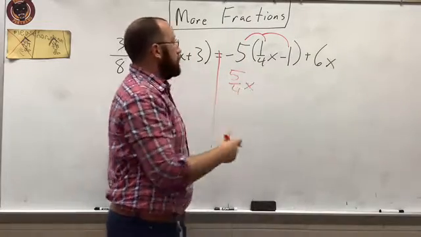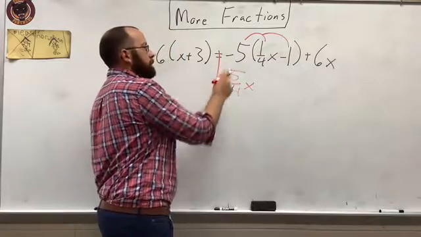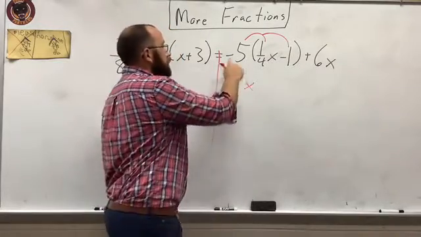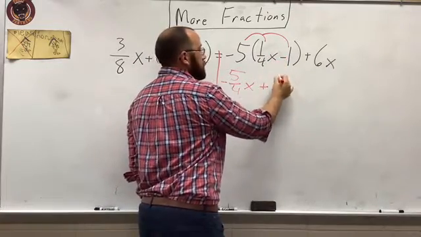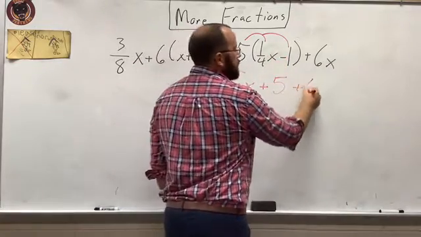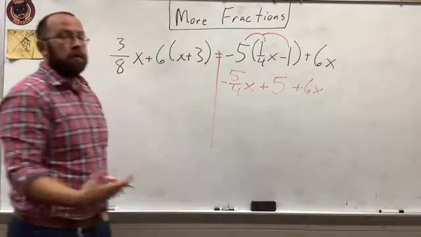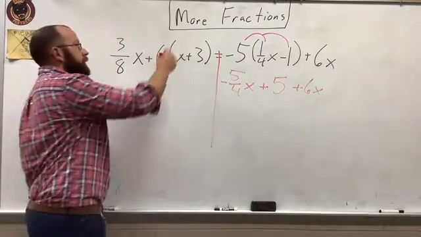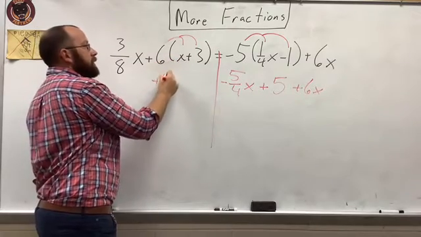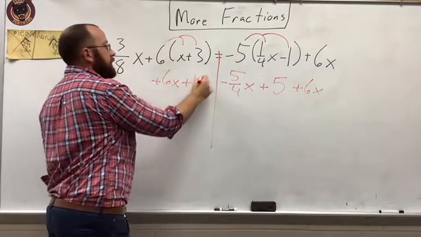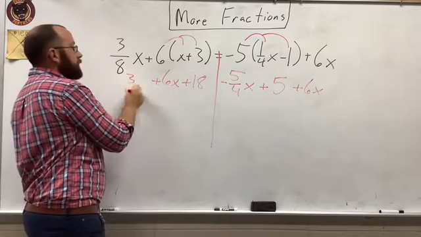Oh, that's negative, sorry. Negative, I missed that. Negative 5 times negative 1, plus 5, then we just bring everything else down because we're still doing our multiplication step. Here we have to distribute. We're not distributing to a fraction, so 6 times x gives me 6x plus 18, and then bring down 3/8 x.